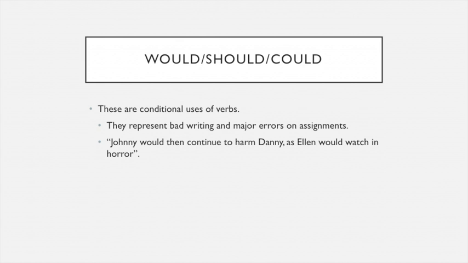This is actually from someone's essay: "Johnny would then continue to harm Danny, as Ellen would watch in horror." This is a really bad instance of writing because you have many unnecessary words that you could just cut out and simplify into "Johnny continues to harm Danny as Ellen watches in horror." Then you have active voice.